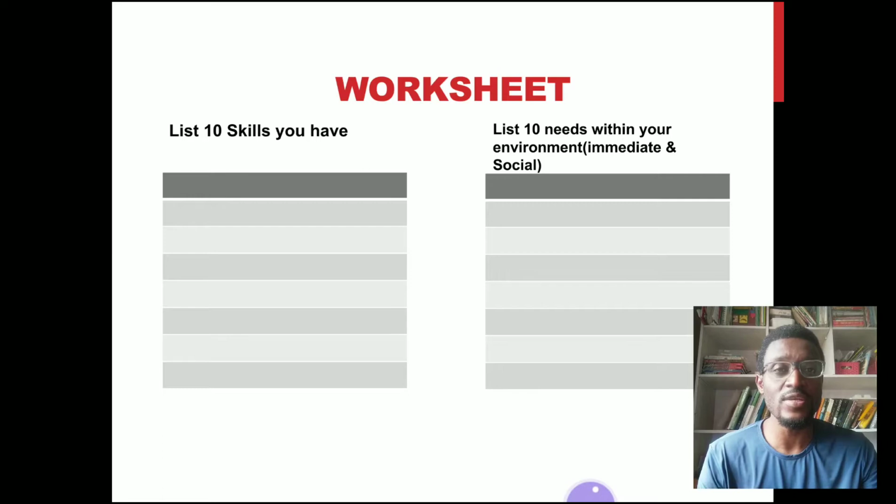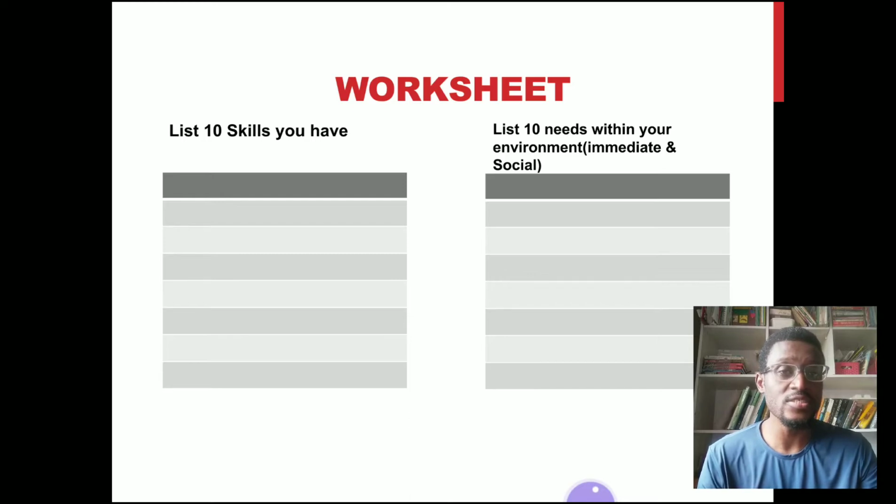So you need to check within all the 10 skills you've actually listed, which ones are the strongest that I have today. You can also identify what I need to develop or enhance in the skill I have today or have identified. All right. So I believe that you've done that. So we're going to delve into the next class. And also, I believe you've also listed 10 needs within your environment.